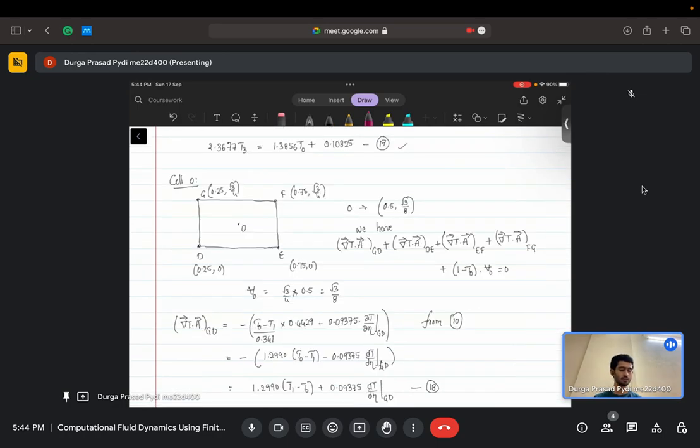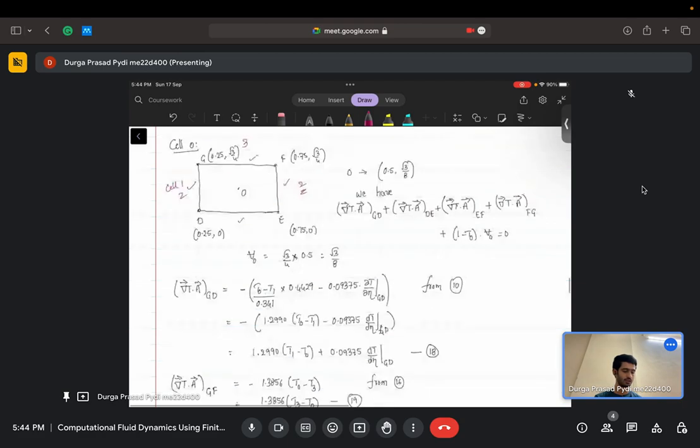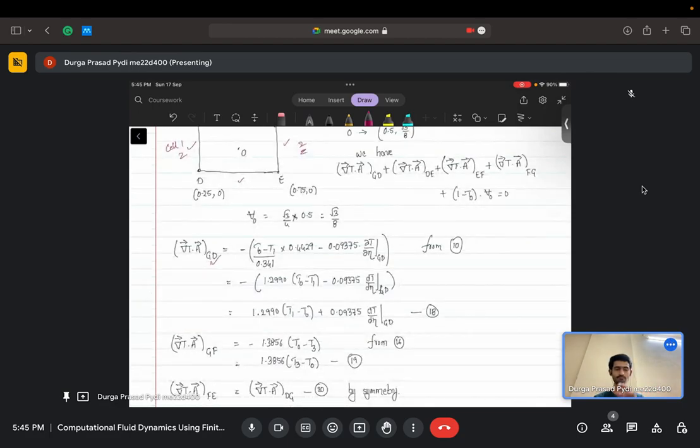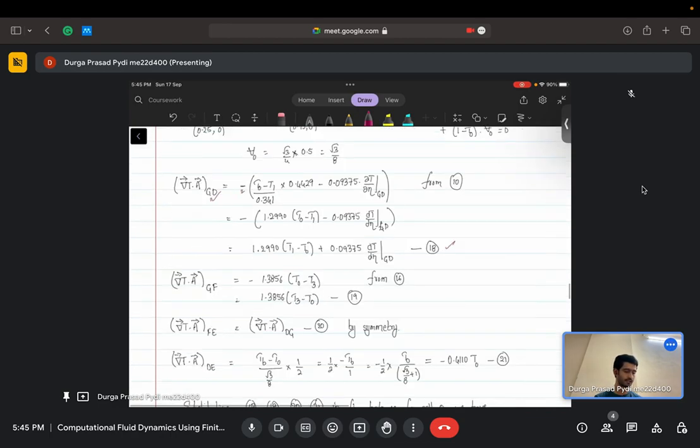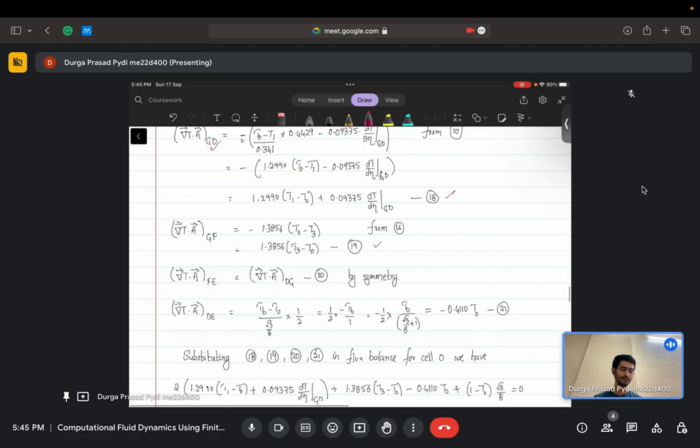Cell 0 has faces GD, EF, DE and GF. The flux of GD we have already calculated when solving for cell 1, and cell 2 is identical to cell 1, so we already know the flux along face EF. So we need to find only the flux along DE and GF. GD we already know from the previous equation. It's just that we need to put a minus before it, since the flux leaving cell 1 is the flux entering cell 0, so we precede it with a minus 1. So you get the flux along GD. GF we also calculated previously, so we just put a minus in front of it. EF by symmetry, since cell 1 equals cell 2, EF and DG are equal.